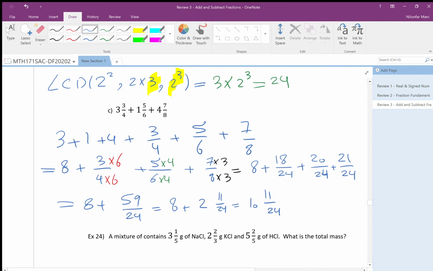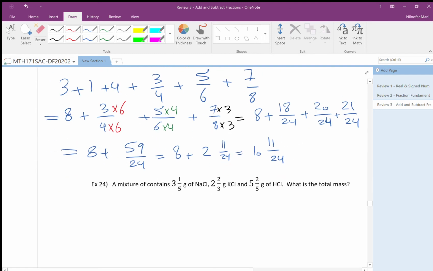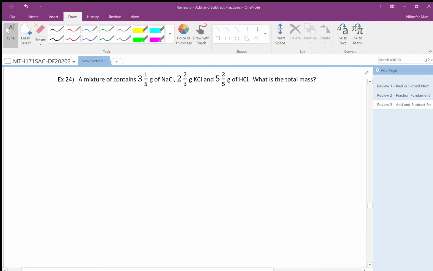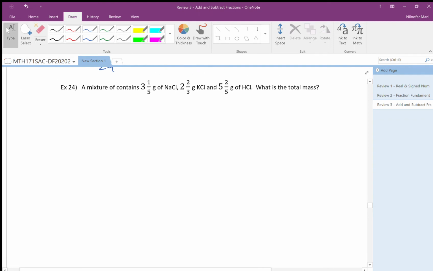If you do this, if you change this to an improper fraction, then it will be the same thing. Okay, so you just did the more calculation. Okay, so here a mixture contains this many gram and this many gram and this many gram of 3 different things.